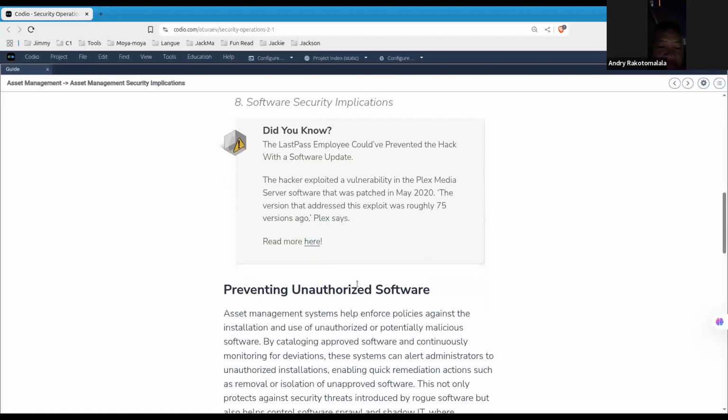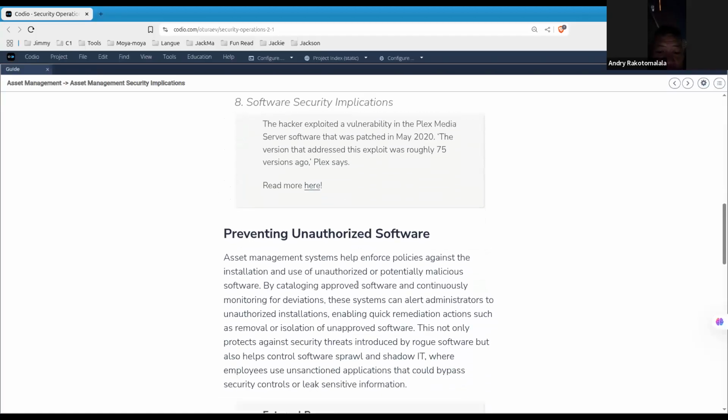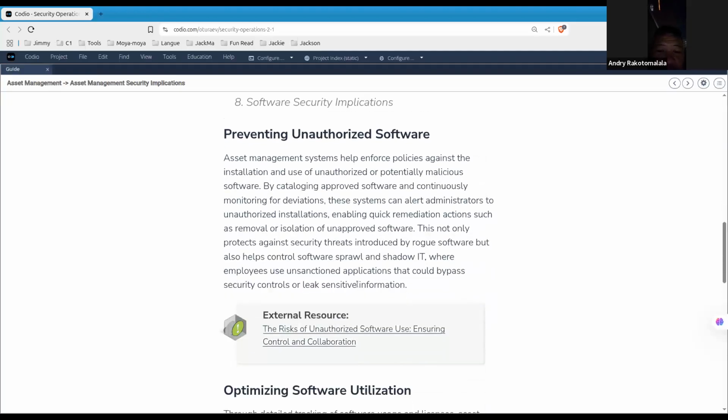Okay. When we're talking about preventing unauthorized software, as a reminder, this is called shadow IT. Shadow IT is just when you have different people in your organization using software that shouldn't be allowed.